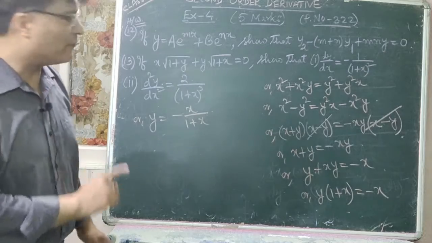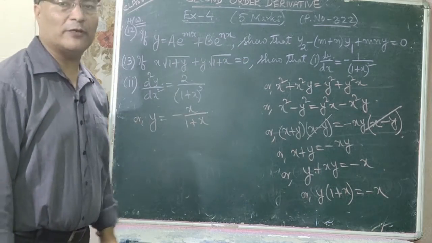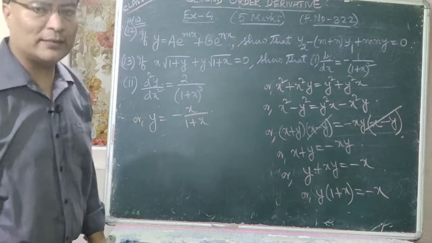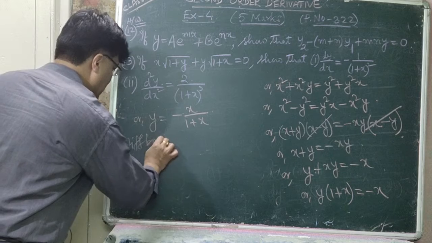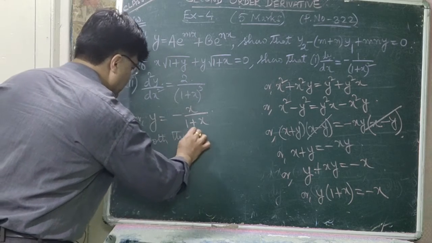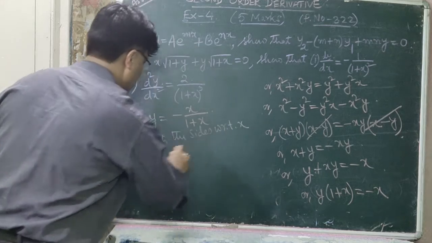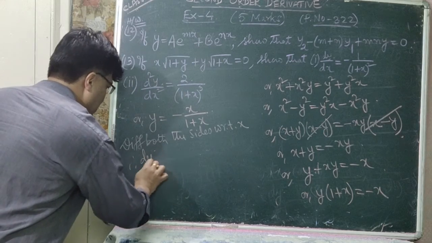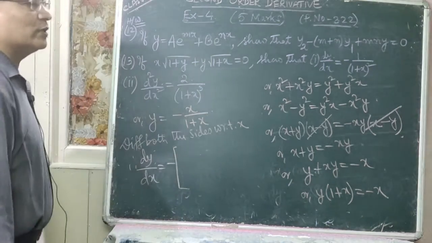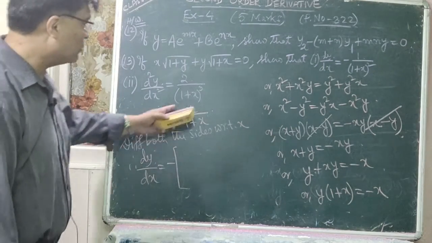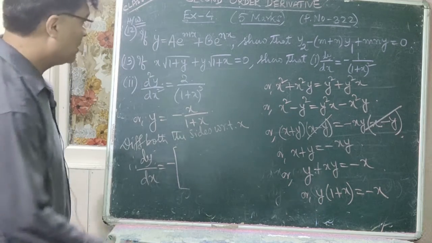So now let us differentiate both the sides with respect to x in order to prove the value for dy by dx as well as d2y by dx square. So differentiating both the sides with respect to x, it is dy by dx is equal to minus sign, so within third bracket, you can use u by v rule here. You know u by v rule, isn't it?